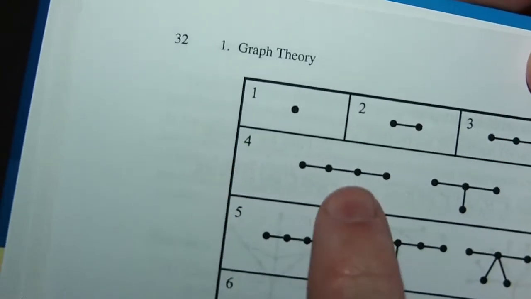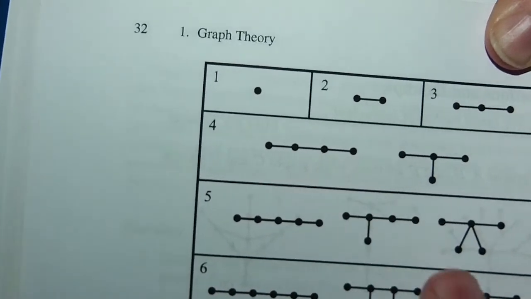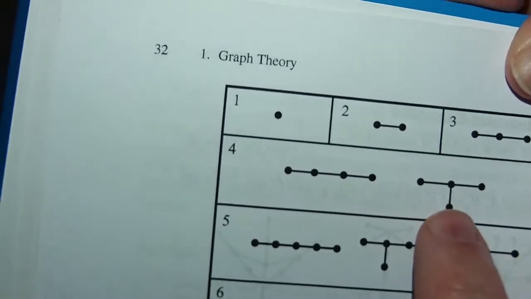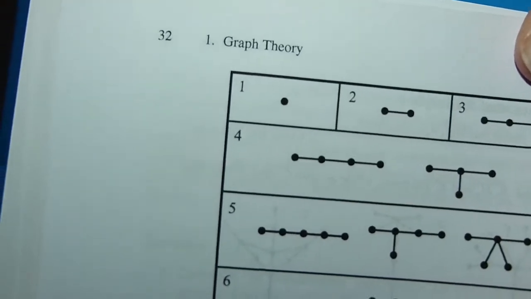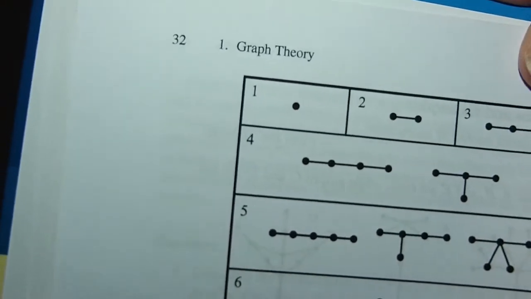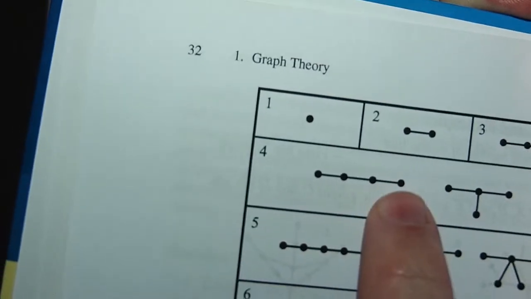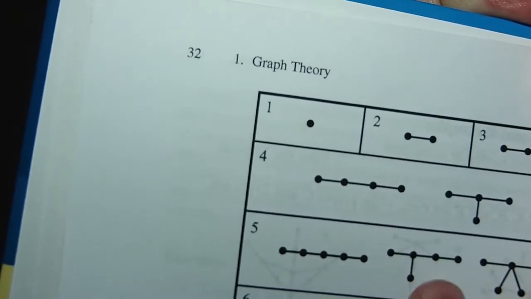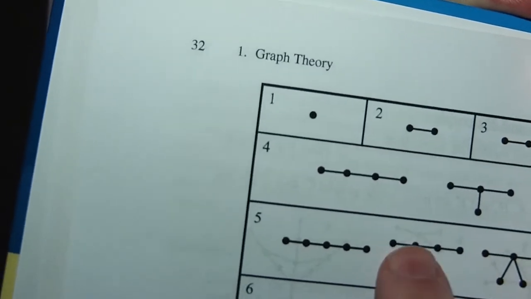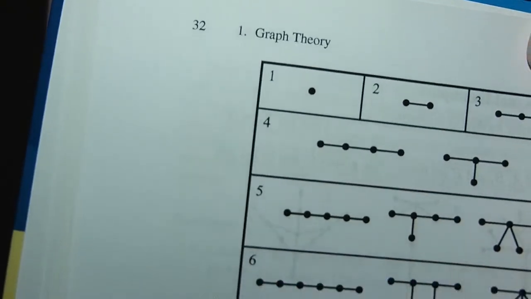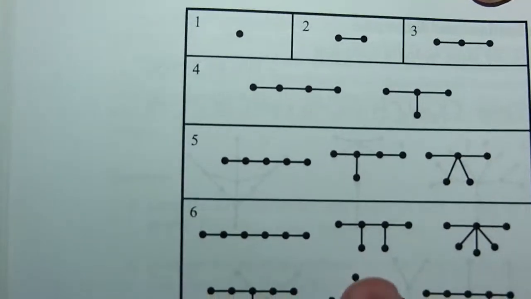For order 4, you have a path on 4 vertices, and then you have this. For 5, you have a path on 5 vertices, and then you have this. You can even see how the path is almost the basic thing, and then you can get these other graphs by doing this sort of thing.